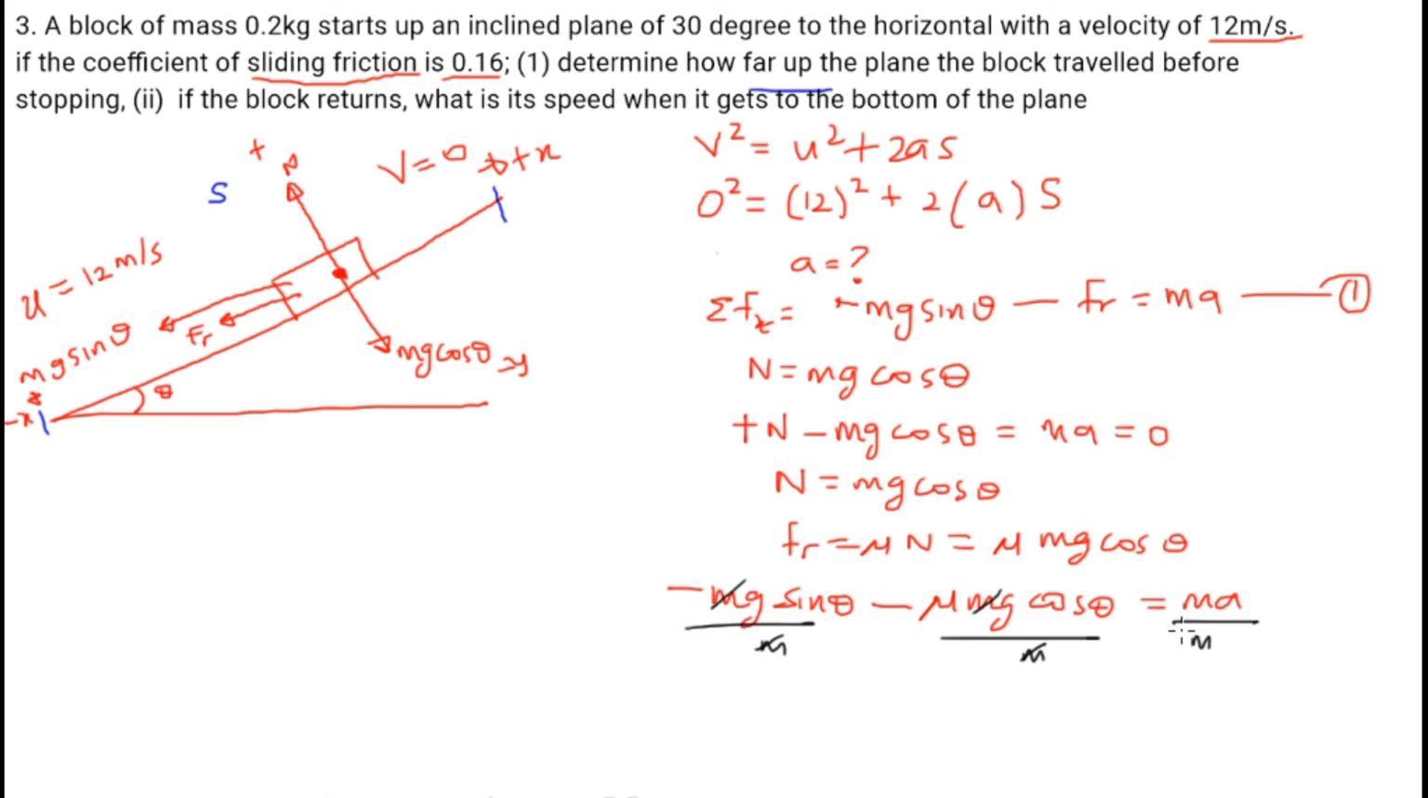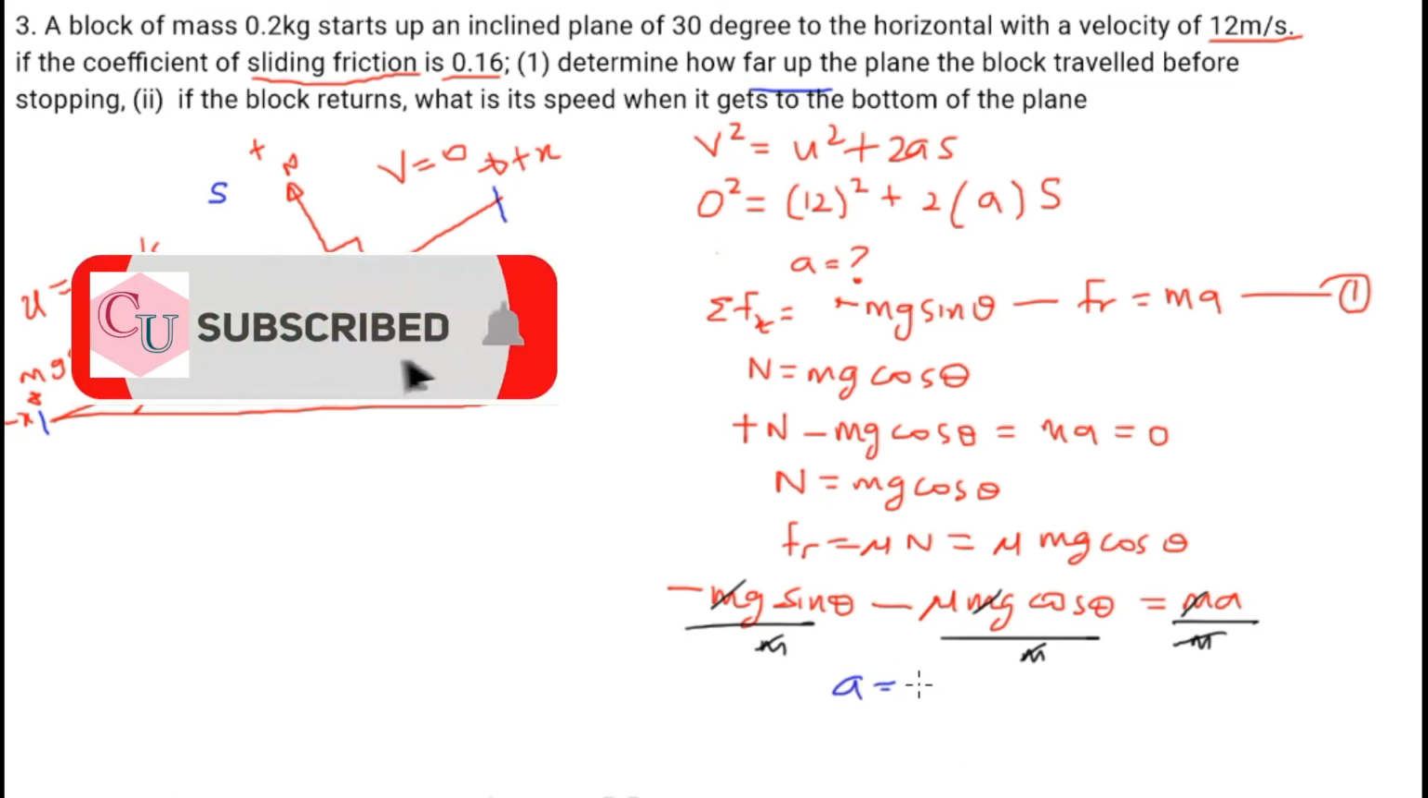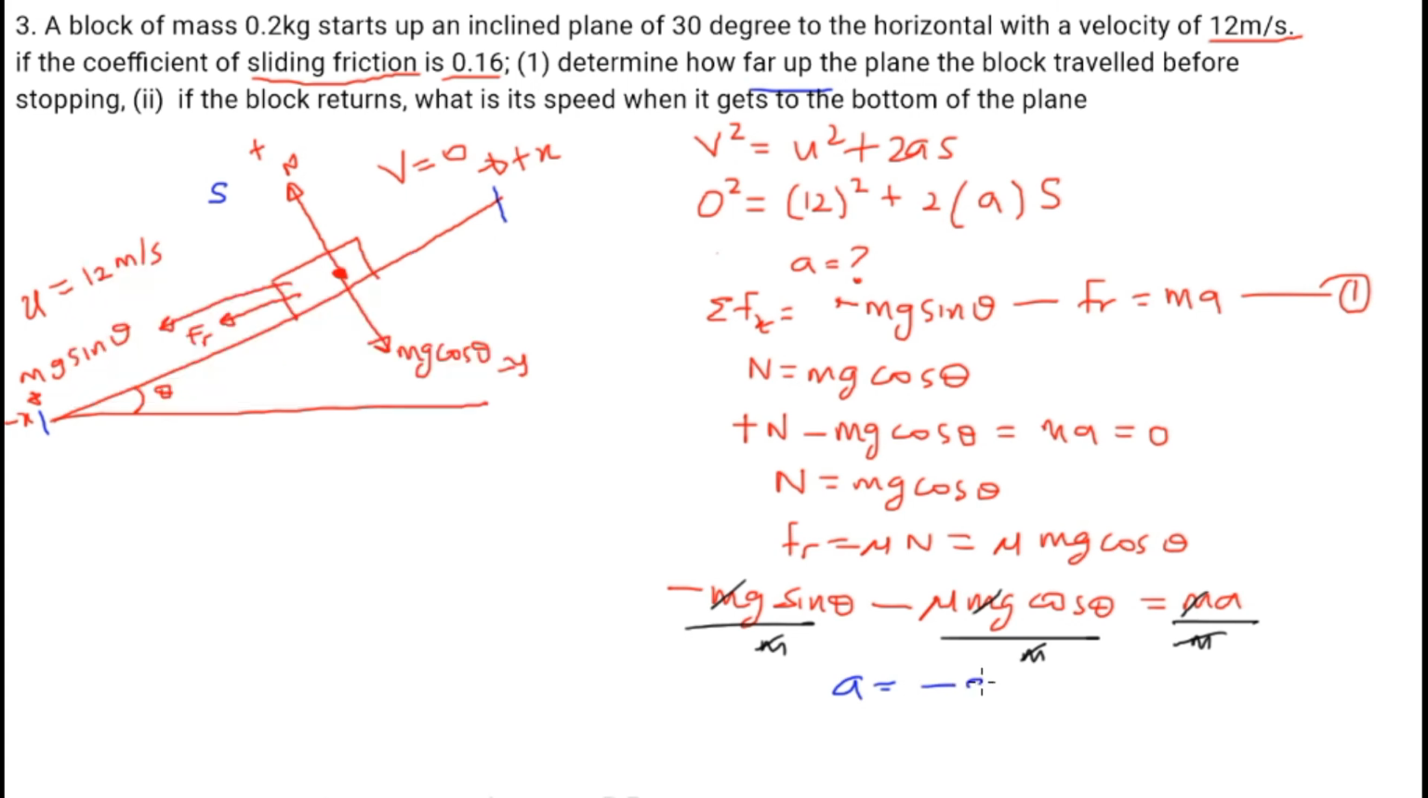The acceleration is always independent of the mass of the object. So by making a the subject of the formula, the acceleration will be equal to negative g sine of theta, negative mu g cosine of theta. So we can have something of this nature: minus g into sine of theta plus mu cosine of theta. Okay, that is the equation for the acceleration.